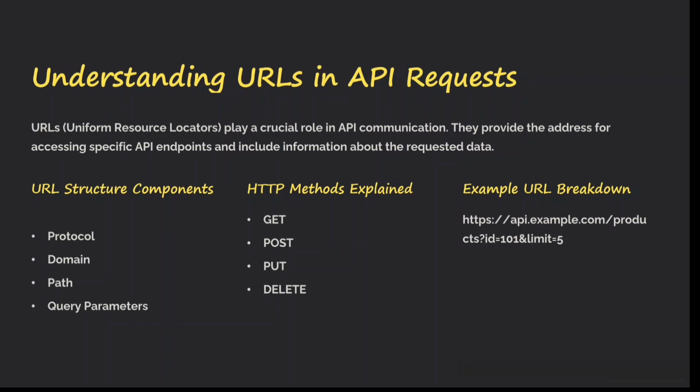Here I have given one example. HTTPS is our protocol. Then api.example.com is the domain. Then products is the path, and after that the query parameters are id equal to 101 and limit equal to 5. This is our query parameter.